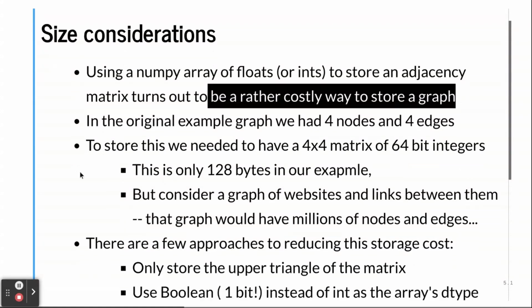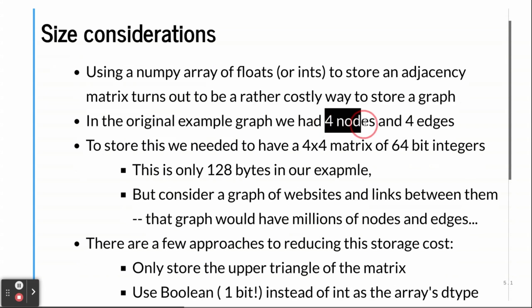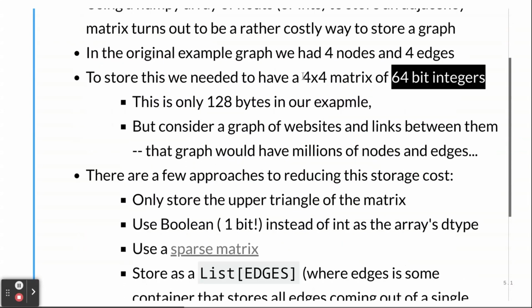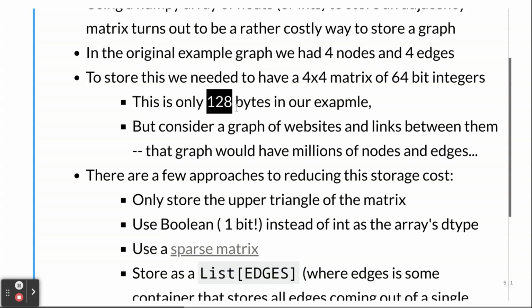So to dive in a little bit further on the details, to store our 4-node, 4-edge graph, we used a 4x4 matrix of 64-bit integers. So we have here 16 elements, each with 64 bits. This ends up being 128 bytes. 1 byte in computer memory or storage units is equal to 8 bits. So if you multiply 16 by 64 and then divide by 8, you get the answer of 128.